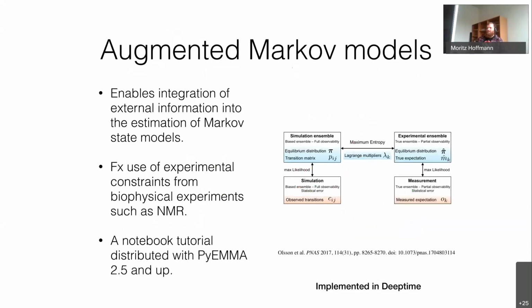And you could also look at augmented Markov models, which allow you to include experimental data into your estimation routine and then make the model reproduce this experimental data, right? You could think of this as kind of a stronger prior. This is also implemented in deep time and also in PyEMMA, and we're also not going to cover it in this workshop. But if you're interested in this, there is a tutorial available on the PyEMMA website, and I'll show you later.